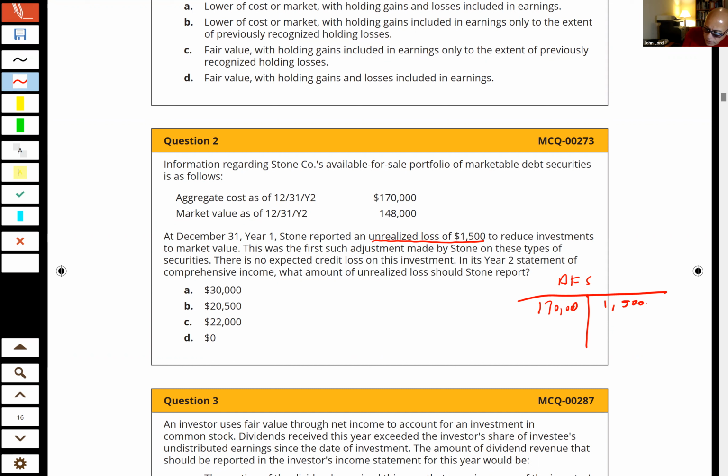So they would have credited available for sale security 1,500. And in accumulated other comprehensive income, I would have had that debit that would have sat there after I closed my OCI to accumulated other comprehensive income of 1,500. Now, at that point, at 12/31 year one, the balance in the security account is going to be 168,500.